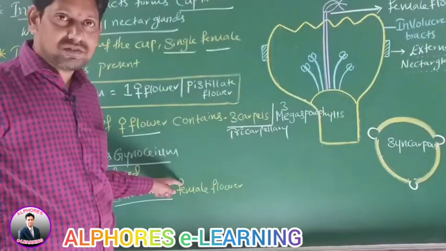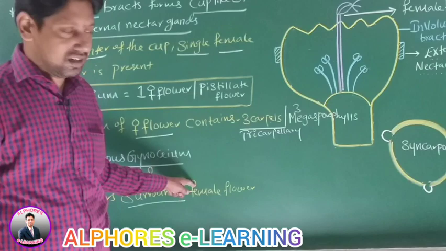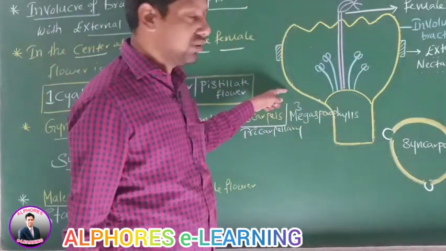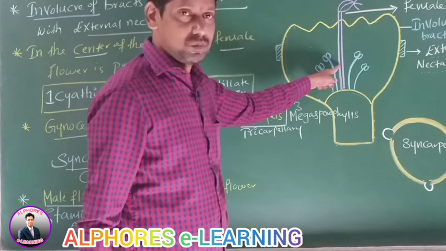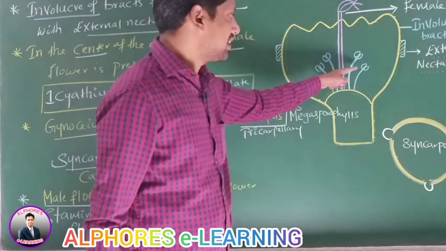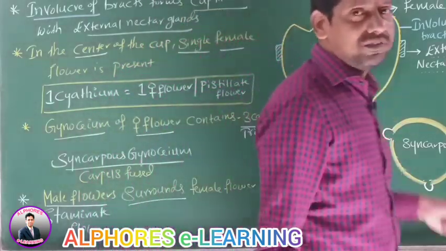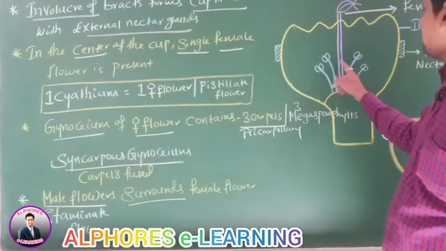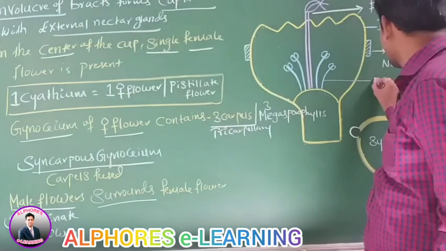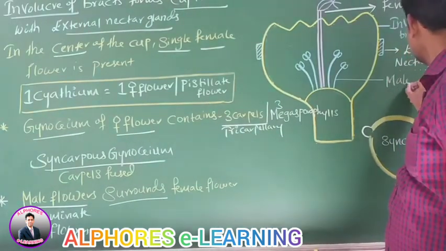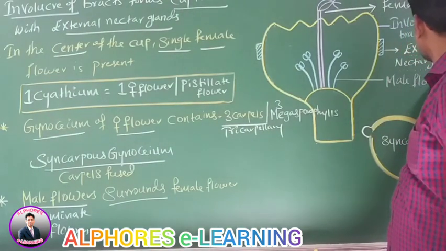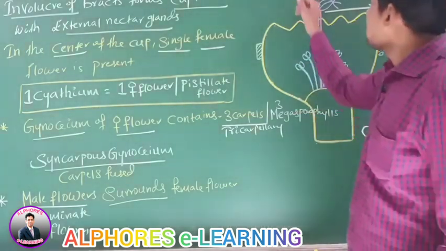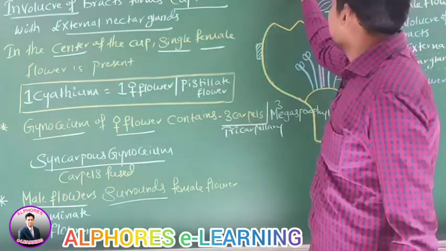What is another name for female flower? Pistillate flower. Now see this diagram. Sir, here in the cyathium inflorescence, one female flower is present. But how many male flowers are present? Many male flowers are present. All these are male flowers, right? Okay, right? Therefore, one cyathium inflorescence.